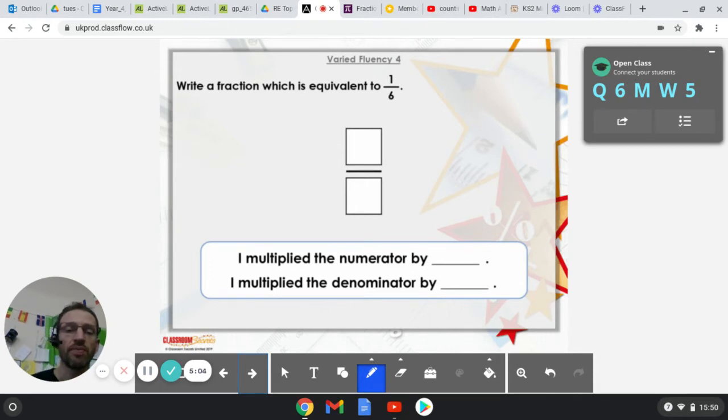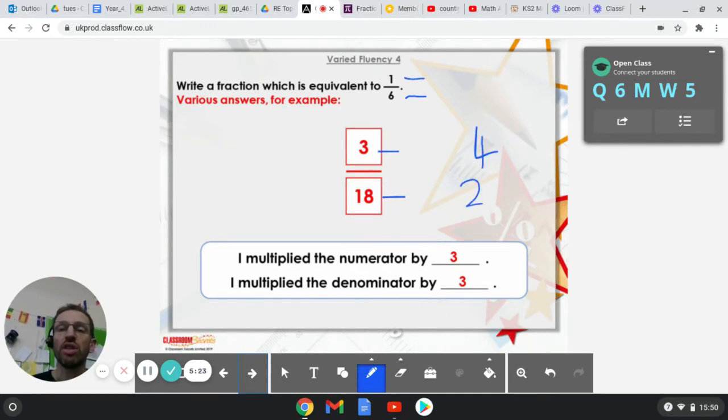Okay, so same method. In this case, they're multiplying by 3. You could multiply by something else. They did 1 times 3 equals 3. They did 6 times 3 equals 18. But they could have done 4. Yeah, they could have done 1 times 4 is 4, 6 times 4 is 24. It's still an equivalent fraction. Yeah, these will be equal to each other.